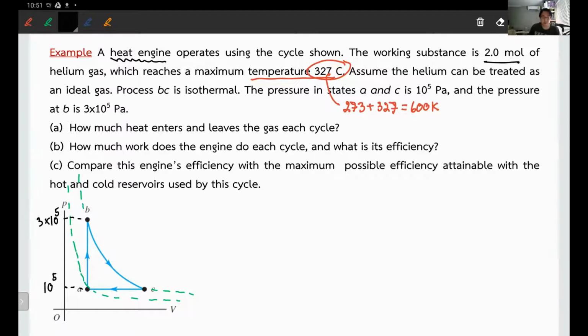All right, that's the information. The question asks you, how much heat enters and leaves the gas each cycle? That's the first question. And once you know how to calculate the heat, you can answer part B. What about the work? What about the efficiency? And then the final question would be, how would this engine compare to the Carnot engine, the highest efficiency engine possible? The idea behind this whole thing is just the definition of the efficiency. But the rest, you still have to deal with how to calculate the heat flow anyway.